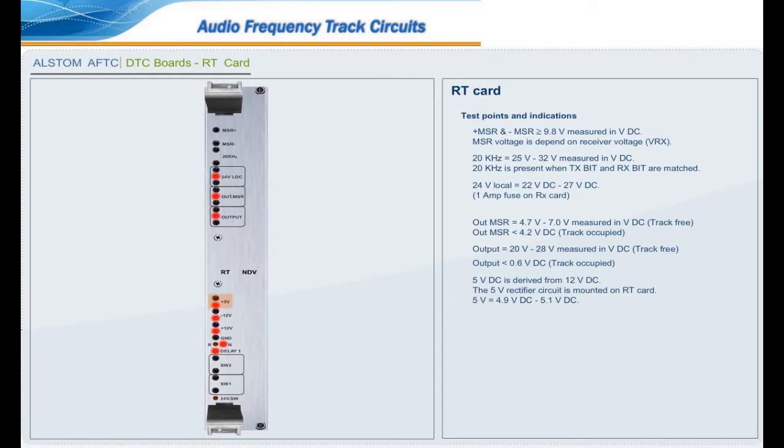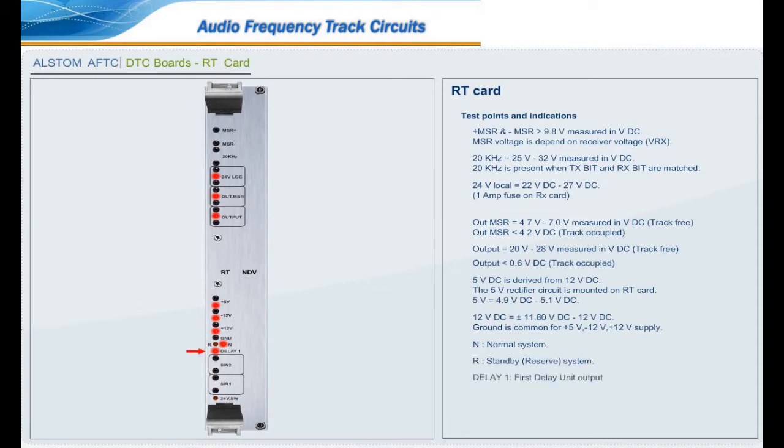5 volt DC is derived from 12 volt DC. The 5 volt rectifier circuit is mounted on RT card. 5 volt equals 4.9 volt DC to 5.1 volt DC. 12 volt DC equals plus or minus 11.8 volt DC to 12 volt DC. Ground is common for plus 5 volt, minus 12 volt, plus 12 volt supply.